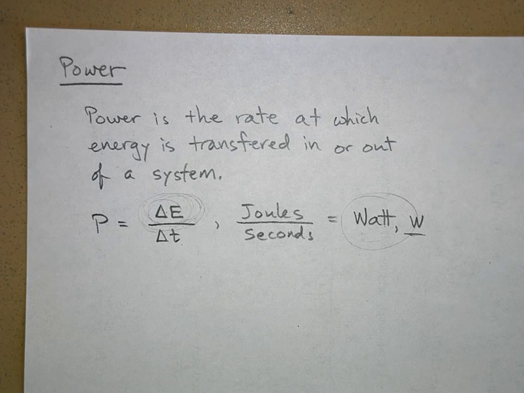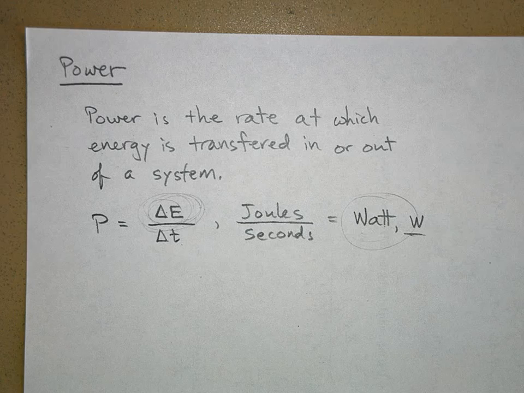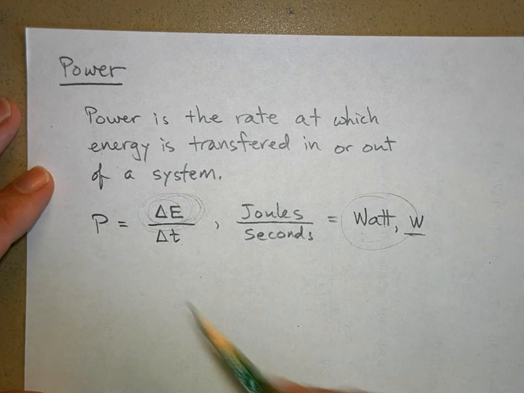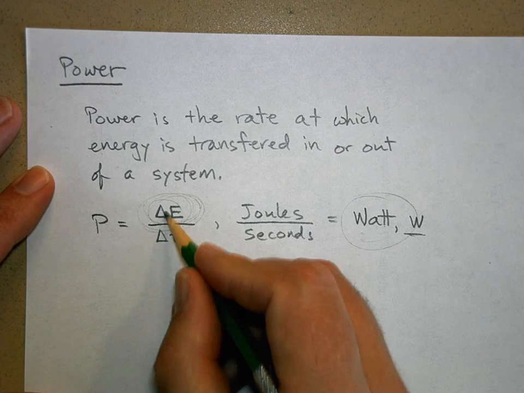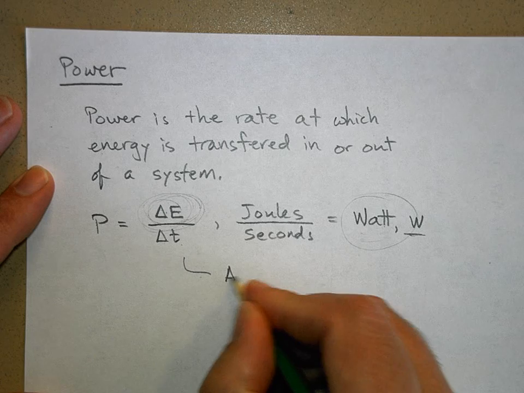Okay, so now, because of the deltas here, this is called average power.